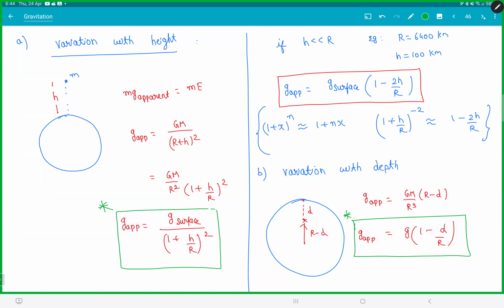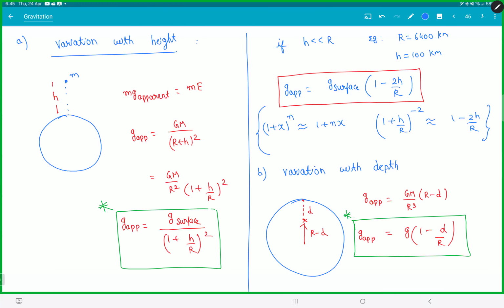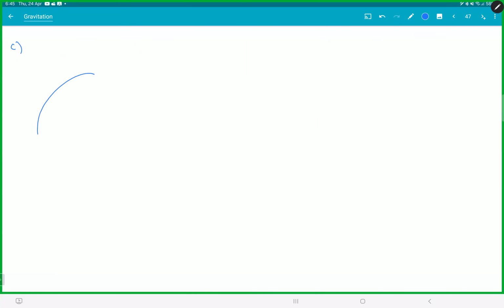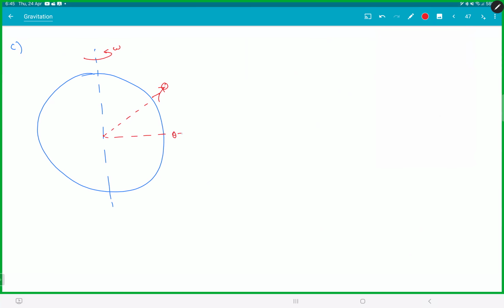Now, what happens? There is another way to change the gravity. What if you rotate? We did this in circular motion. So if you have a planet rotating with omega, and if you stand somewhere here, so this is theta. Here theta is called the co-latitude angle.